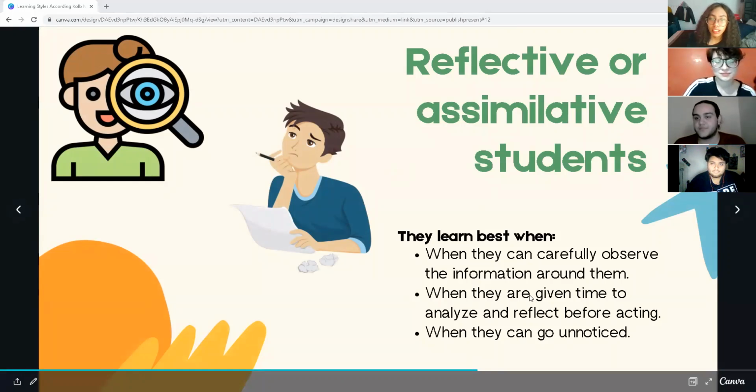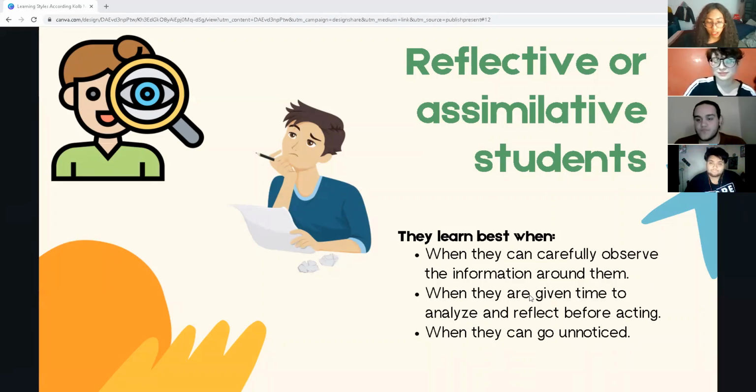Okay, then we have the reflector or assimilative students. These students are characterized by observing events and dealing with information from many different points of view. They specialize in collecting information and examining it thoroughly before making their hypothesis. Their way of working forces them to be cautious with their conclusions and to analyze all the consequences of their actions before carrying them out. They always observe, attend, and pay attention to all details before making any contribution.